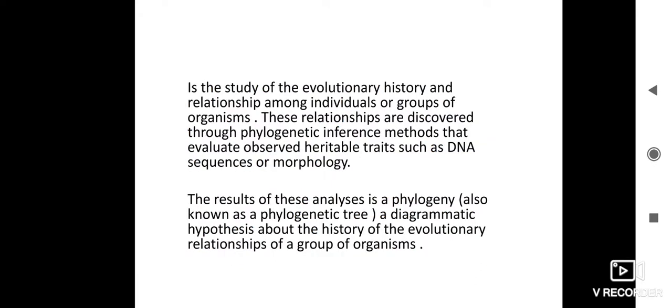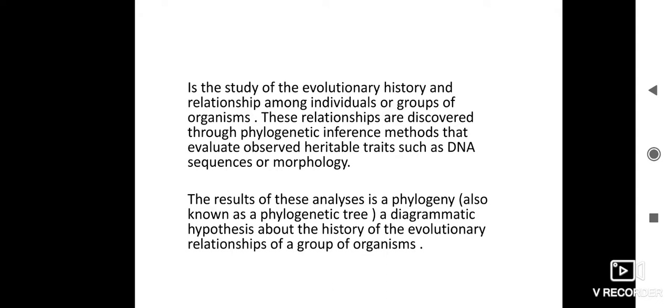Phylogenetics is the study of evolutionary history and relationship among individuals or groups of organisms. Evolutionary tree എന്ന് പറഞ്ഞിട്ടുണ്ടെങ്കിൽ it is the study of evolutionary history and relationship. ആ റിലേഷൻഷിപ്പാണ് phylogenetic relationship. The relationships are discovered through phylogenetic inference methods that evaluate observed heritable traits such as DNA sequence or morphology. ഈ DNA സീക്വൻസിൻ്റെ അടിസ്ഥാനത്തിലൊക്കെയാണ് ആ റിലേഷൻഷിപ്പ് നമുക്ക് കാണാനായിട്ട് സാധിക്കുന്നത്.